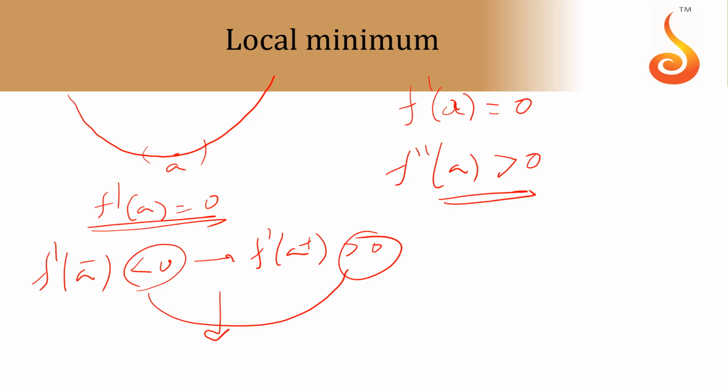Suppose the fourth derivative is also 0, then I will go for the fifth derivative. Like that it continues. So please remember odd derivative, even derivative. That is the language of local minima, local maximum, point of inflection.